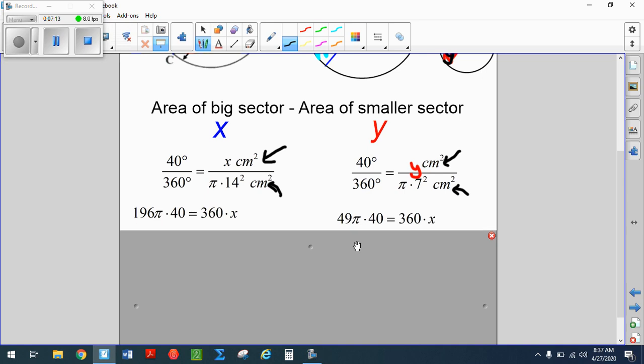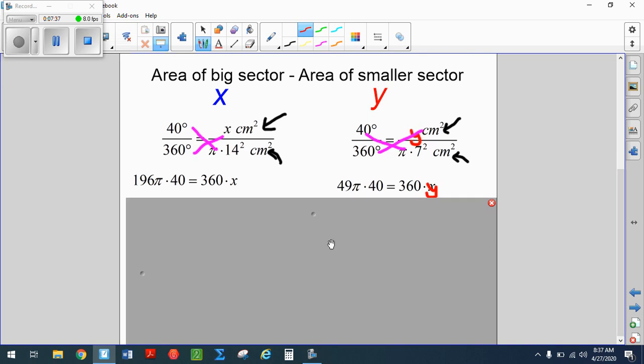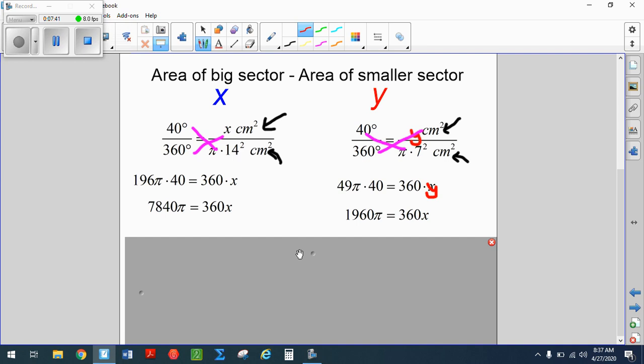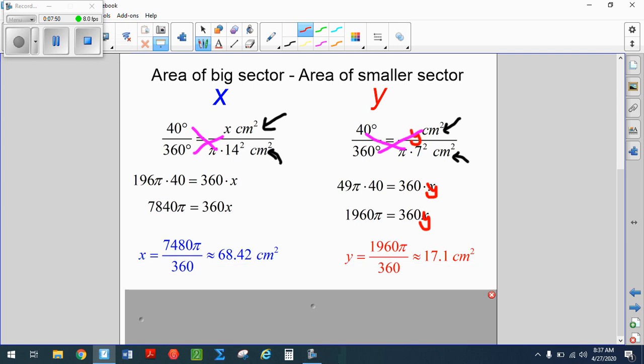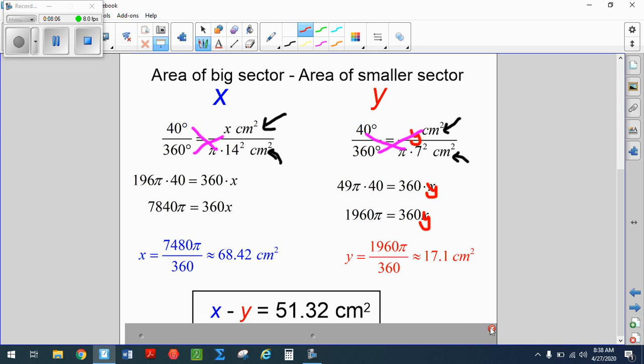Let me cross multiply on those. On the left one, I have 14 squared times pi, which is 196 times pi, times 40 when I cross multiply, equals 360x. On the right-hand side, I have 7 squared times pi, so that's 49 pi times 40 equals 360 times y. Divide both sides by 360, after I simplify a little bit. On my first equation, I get x equals 68.42. For y, my smaller sector, I get 17.1. Again, we're going to do area of the big minus area of the small. So 68.42 minus 17.1, 51.32 is my total.